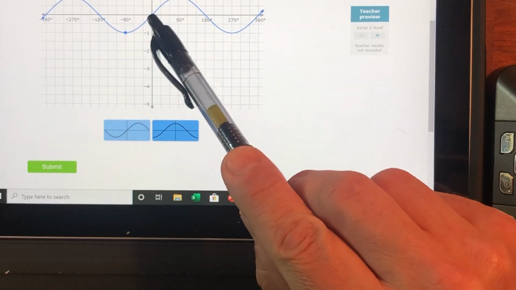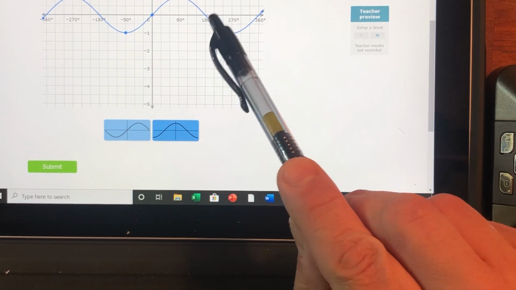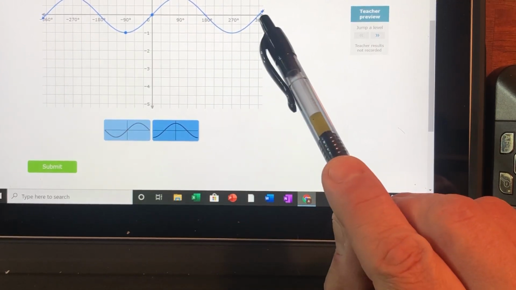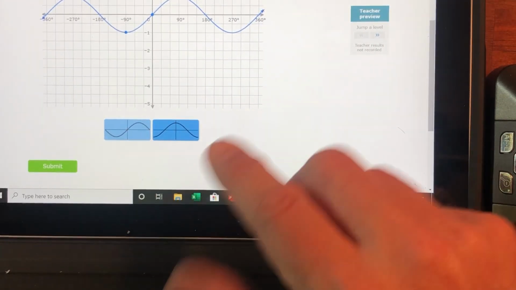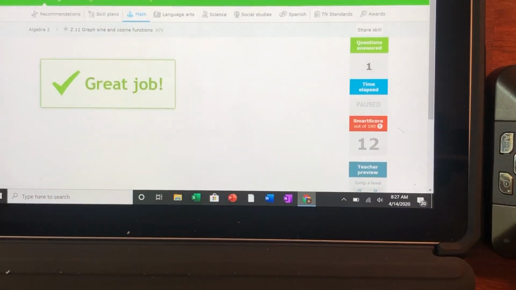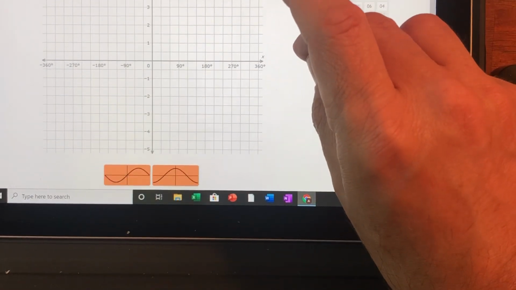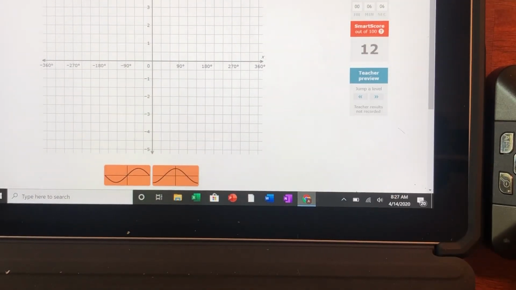It starts at 0, goes up to 1 at 90 degrees, back down to 0 at 180, and so on. Notice it has a period of 360. That's it. So if we wanted to graph the sine of x, that's it. You just hit submit. What about the negative cosine of x? All right, let's see how we're going to do that.